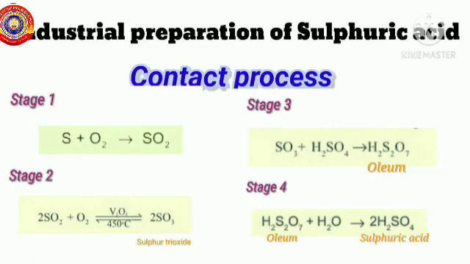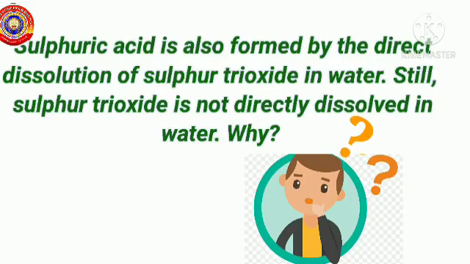Sulfur is burnt in oxygen to produce sulfur dioxide. Sulfur dioxide reacts with oxygen and forms sulfur trioxide in the presence of a catalyst, vanadium pentoxide. Sulfur trioxide dissolves in sulfuric acid to form oleum. Oleum reacts with water and forms sulfuric acid. Sulfuric acid can also be formed by the direct dissolution of sulfur trioxide in water.